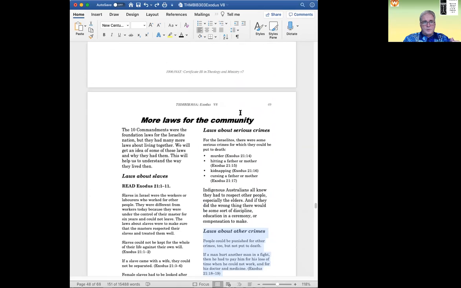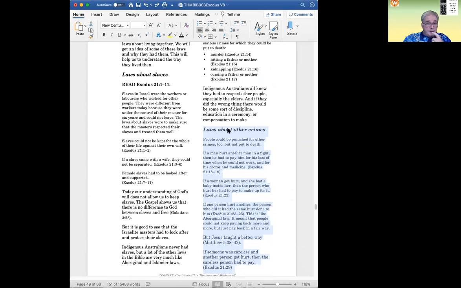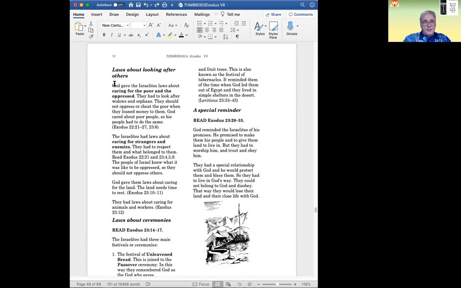So that's laws. We dealt with laws about serious crime, about other crimes, and then about looking out after others. So there's laws about caring for the poor and the oppressed. So widows and orphans, people who are most vulnerable in society, they shouldn't be oppressed, shouldn't be stood over, shouldn't be cheated when they loan money to them. So God cares about poor people. So his people need to do the same. Again, in Egypt, they were treated very badly. They're not to become Egyptians in their behaviour.